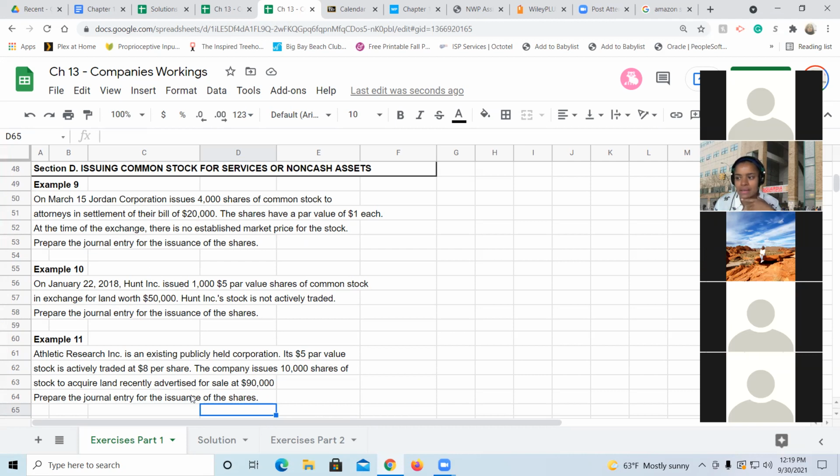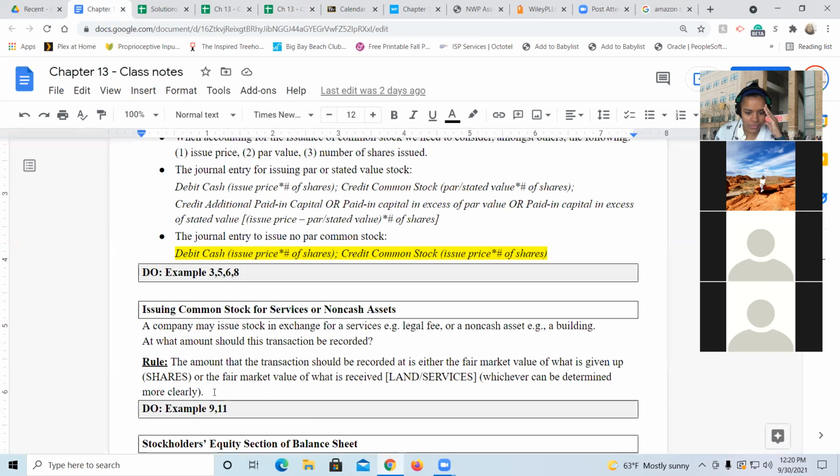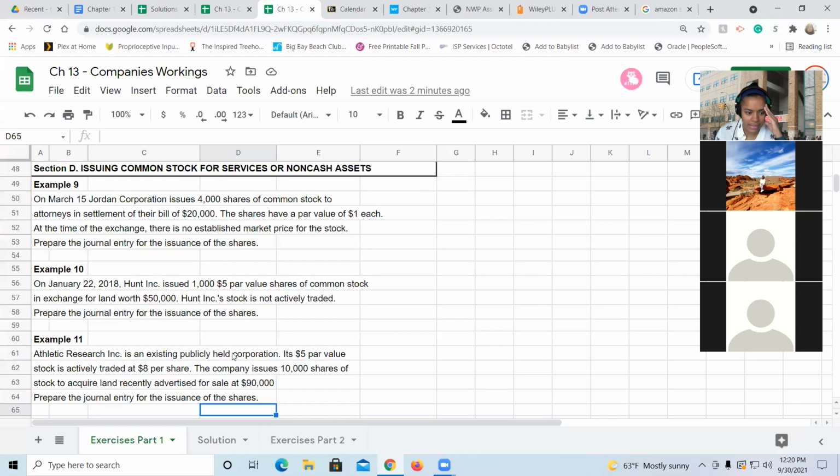In fact, we've seen that a lot with the housing market. Even now, in this time of COVID, houses have been marked at very expensive amounts, but that's not actually what they're worth when the bank comes in to appraise them. So you're right, it's 80,000 because the rules tell us that we are going to go either with the shares, if there's a fair market value for that, or the land, whichever can be determined more clearly. The share price can be more clearly determined. So we can't go with what something was advertised for. We have to go with the actual price.